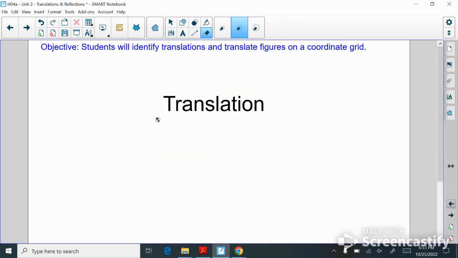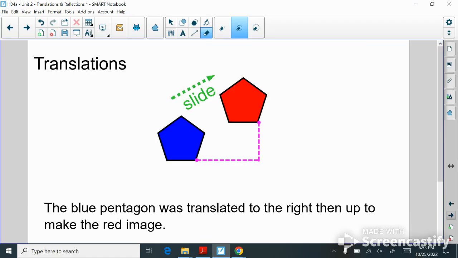Today you will learn about one type of transformation called a translation. You briefly learned that translations are also referred to as sliding the figure. So in this example here, the blue pentagon was translated to the right, and then it was translated up to make that red pentagon. So as you can see, all we really did was just slide that blue pentagon in order to make that red pentagon.